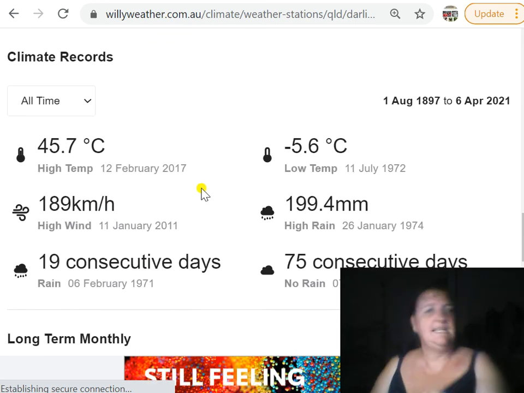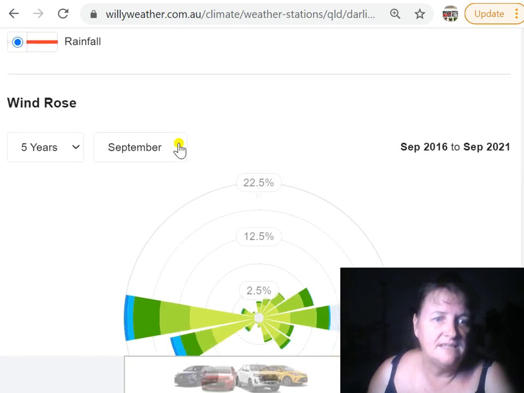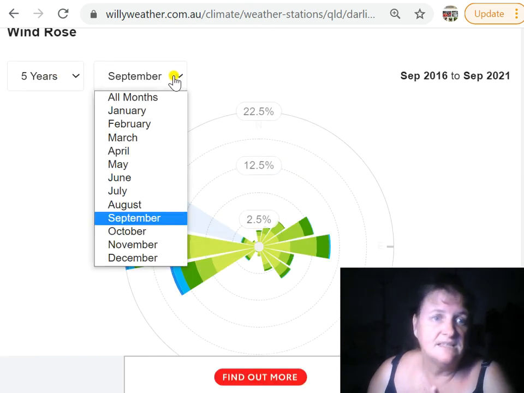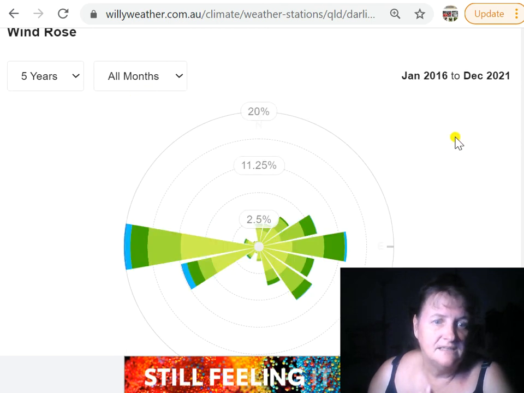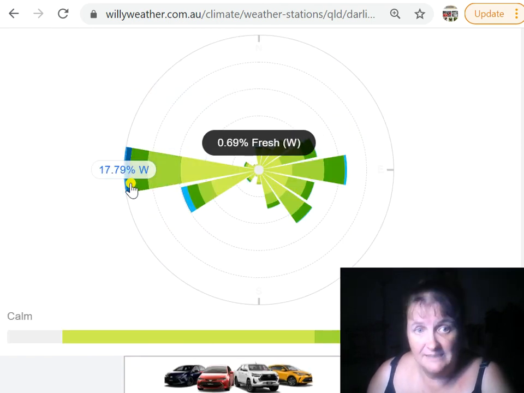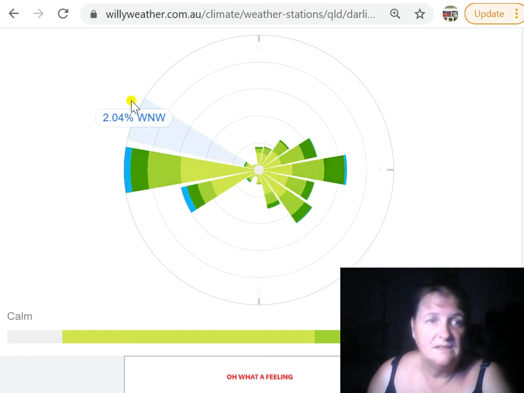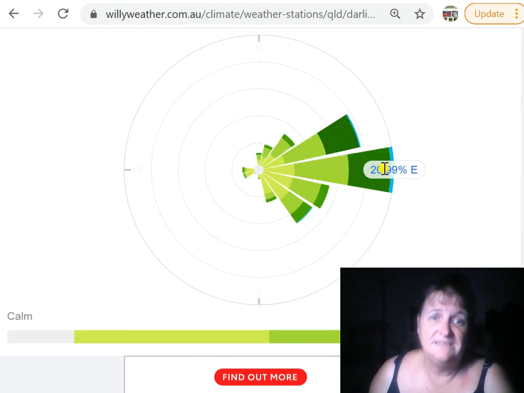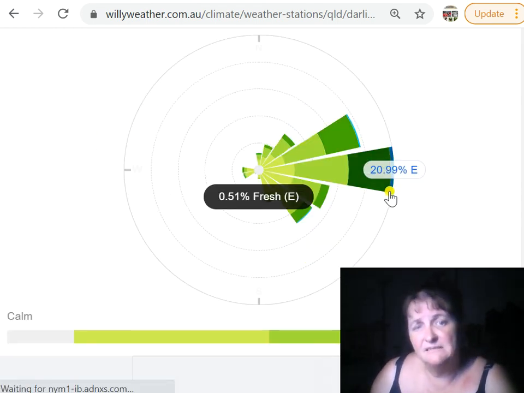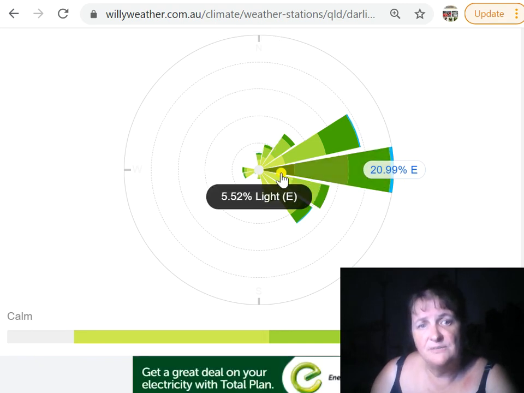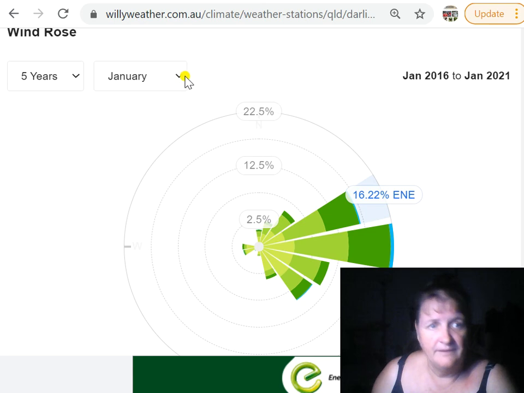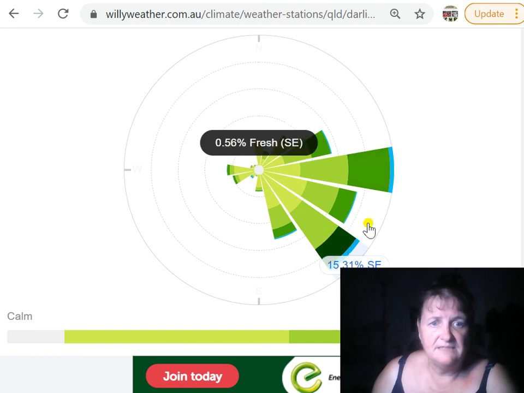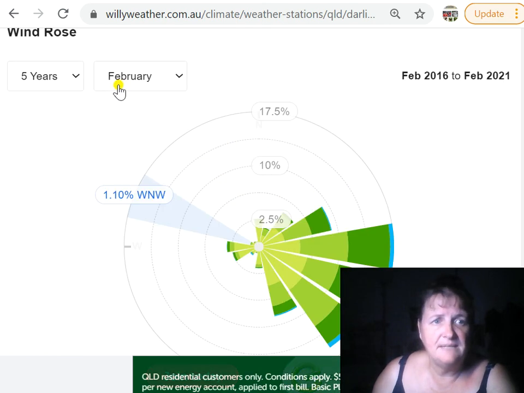The other thing they've got here is actually the wind, and I found this really interesting because you can actually see what it's like over the different months. So let's go to January. In January, the wind predominantly comes from the east. That's really interesting. It shows you how strong the wind is likely to be. And then February, it's gradually coming around this way, more of a southeast thing happening.